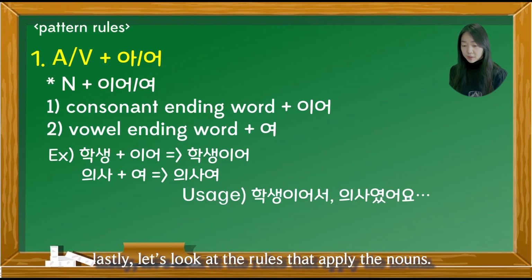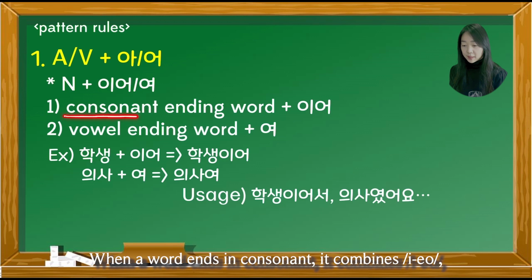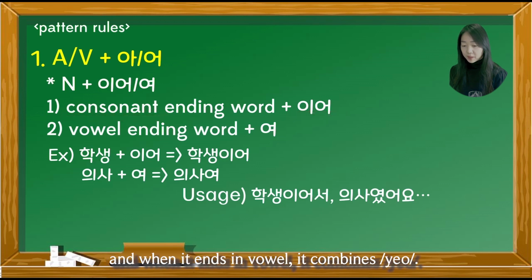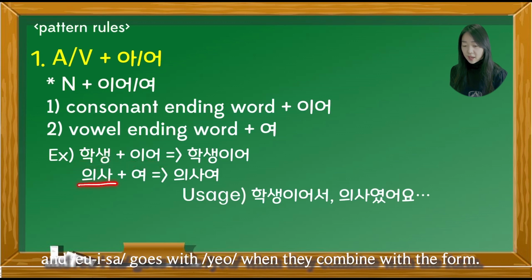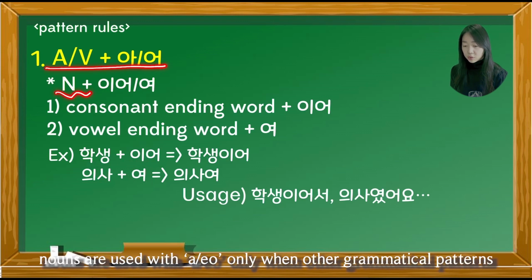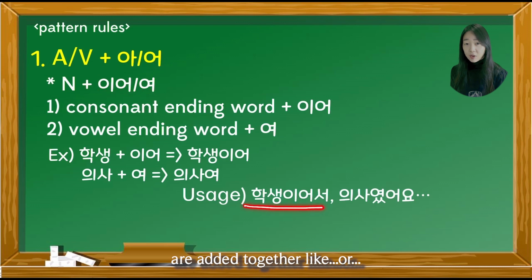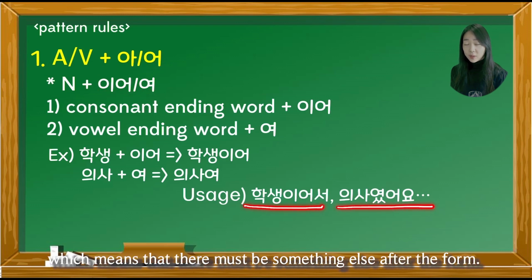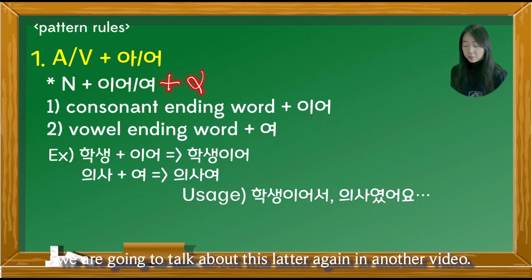Lastly, let's look at the rules that apply to nouns. When a word ends in consonant, it combines 이어, and when it ends in vowel, it combines 여. So, 학생 goes with 이어 after it, and 의사 goes with 여 when they combine with the form. However, unlike adjectives and verbs, nouns are used with 아어 only when other grammatical patterns are added together, like 학생이어서 or 의사였어요, etc. Which means that there must be something else after the form. We are going to talk about this later again in another video.